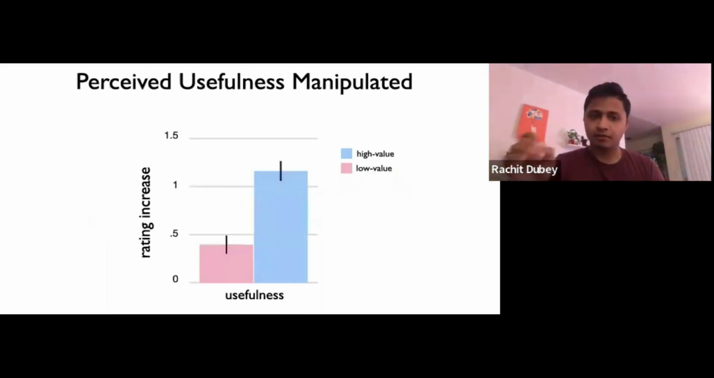So first, we check whether our value manipulation was actually successful in manipulating perceived usefulness. In this figure, the y-axis shows the change in usefulness rating before and after subjects read the corresponding articles. And we can see that the mean rating of perceived usefulness increased much higher for the high value articles compared to the low value articles, which confirms that our manipulation of value was successful.